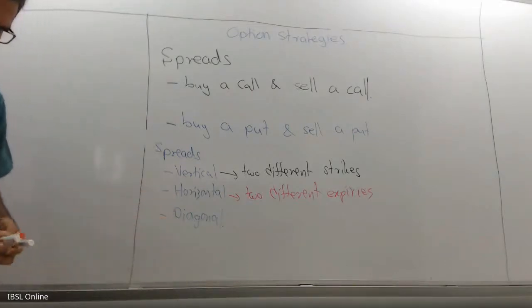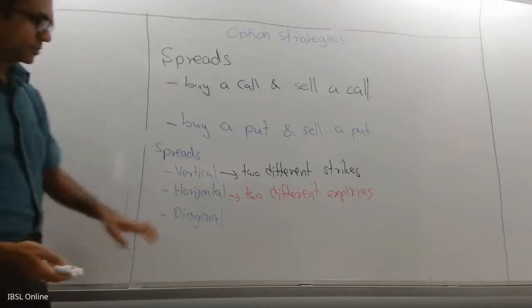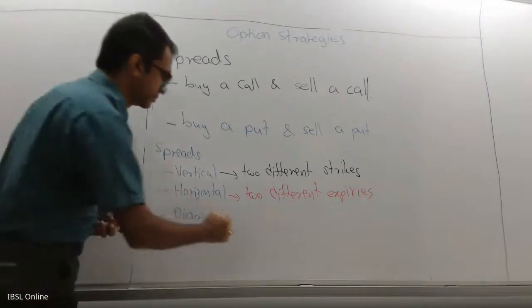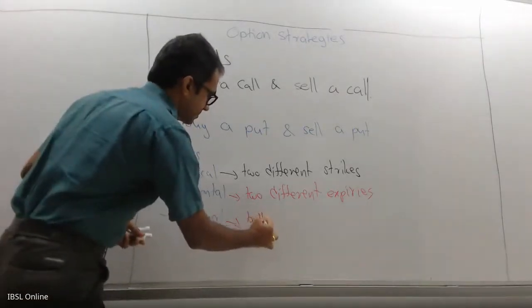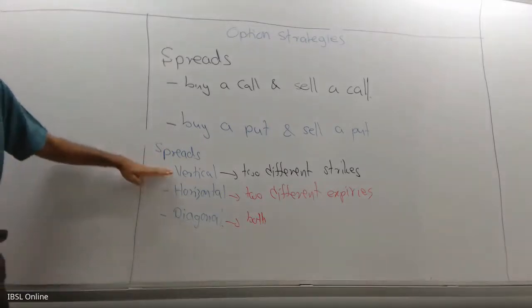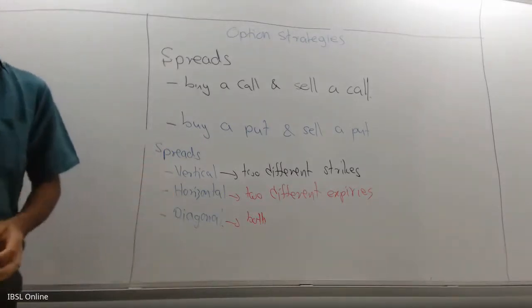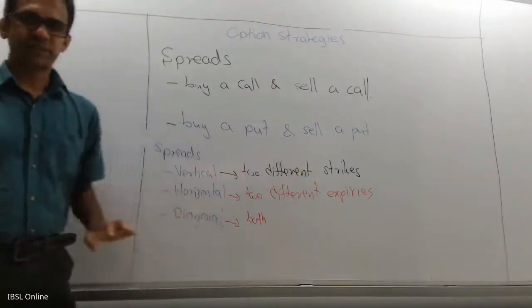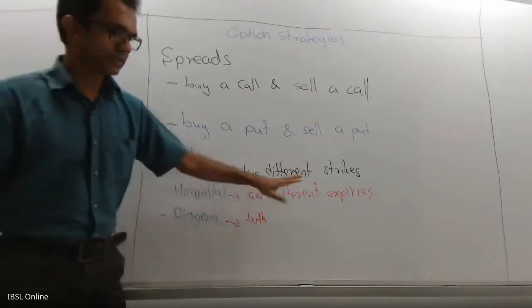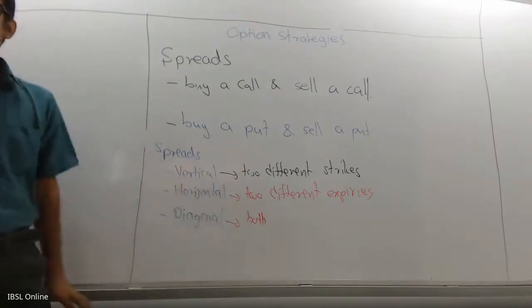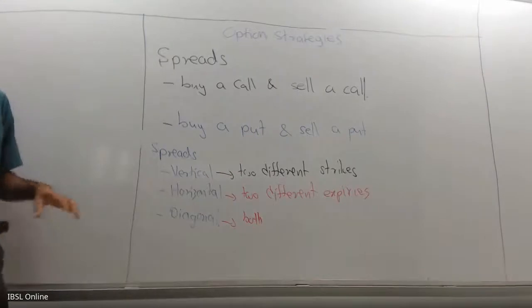In the diagonal, you do both, with different maturities and different strikes. You do both of the above. That's the difference between vertical, horizontal, and diagonal spreads. Is it clear? In a vertical spread, you use two different strike prices. In a horizontal spread, you use two different expiry dates. In a diagonal, you use two different strikes as well as two different expiry dates.